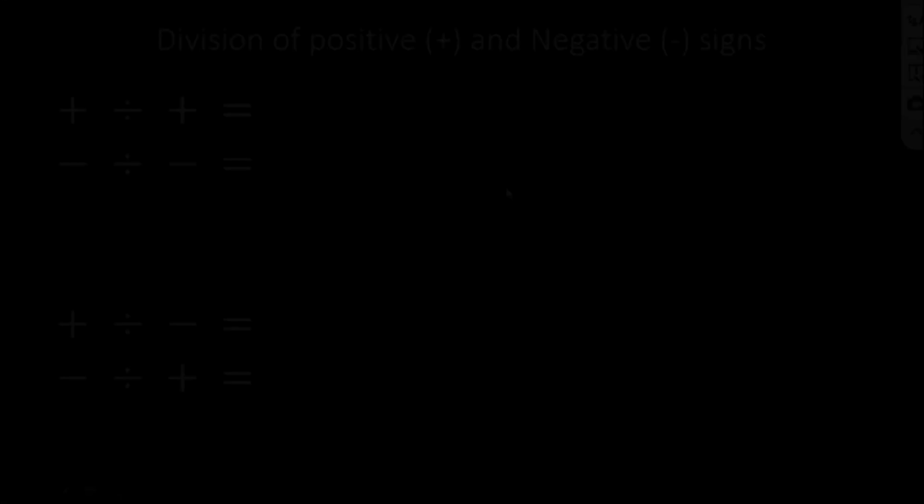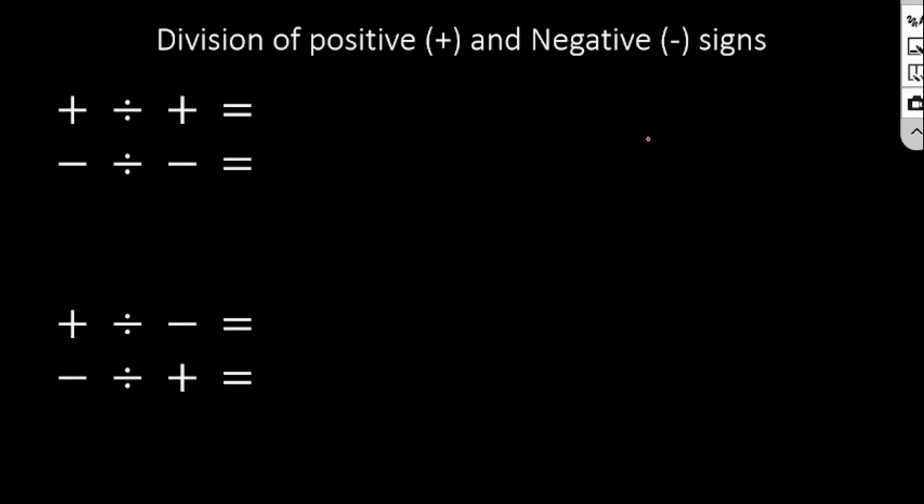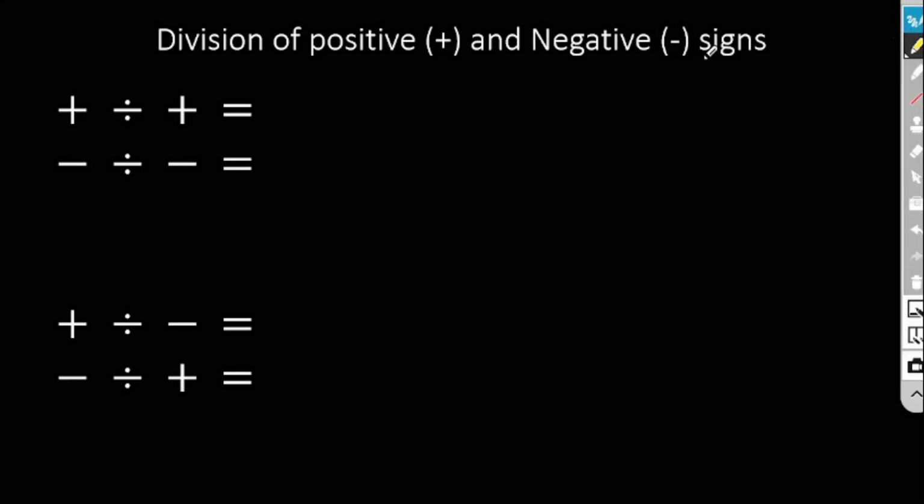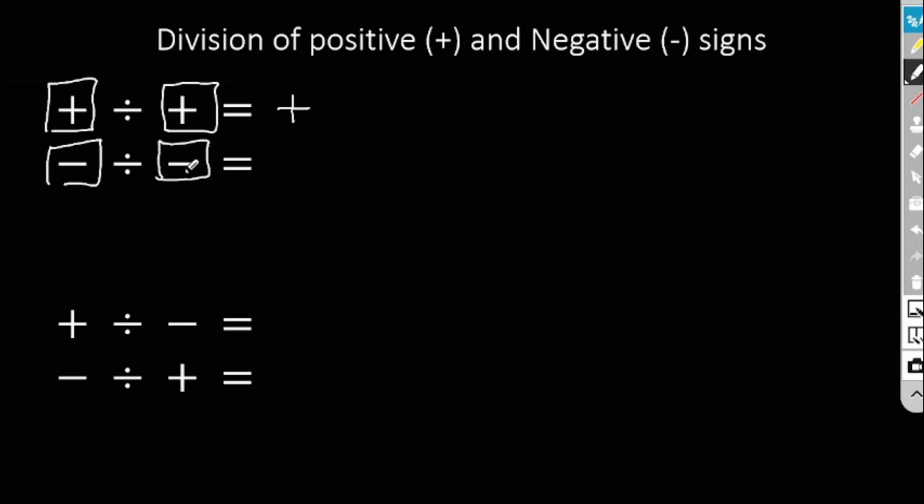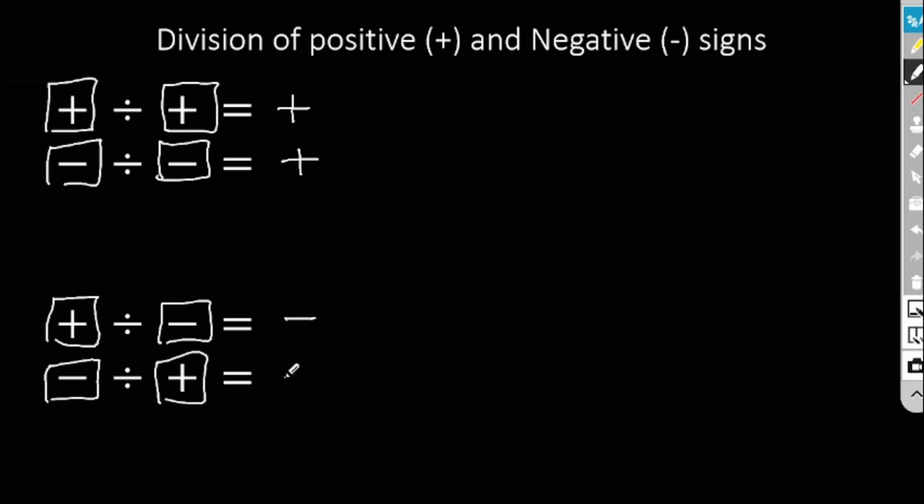The next concept we're going to look into is division of the signs, that is positive and negative signs. In this case, we have a positive, and we are dividing by a positive. The answer will be a positive sign. Then a negative, we divide by a negative, we are going to get a solution of a positive sign. When you have a positive, and we are dividing by a negative, we are going to get a solution of a negative sign. And if you have a negative, and you are dividing by a positive, the solution will be a negative.